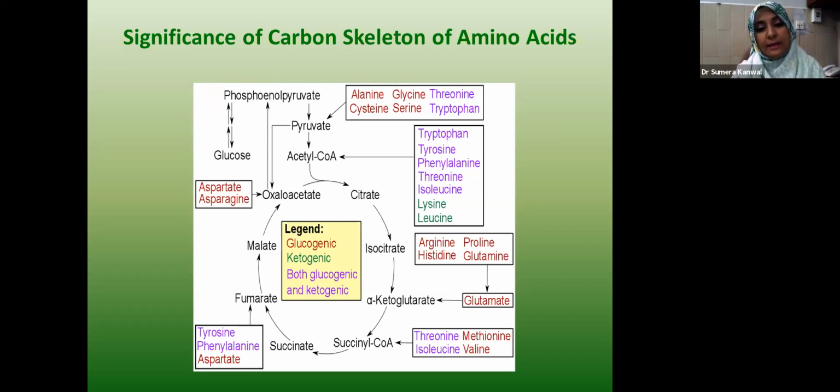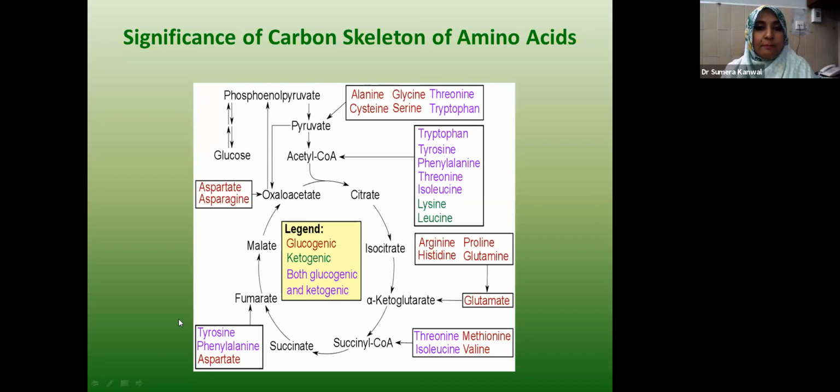Alpha ketoglutarate is coming from the degradation of glutamate, arginine, proline, histidine and glutamine. This alpha ketoglutarate is an intermediate of TCA cycle. Succinyl-CoA or succinate: this succinyl-CoA is coming from degradation of threonine, methionine, isoleucine and valine. Fumarate is coming from the degradation of tyrosine, phenylalanine and aspartate. And again, oxaloacetate is coming from the degradation of aspartate and asparagine.